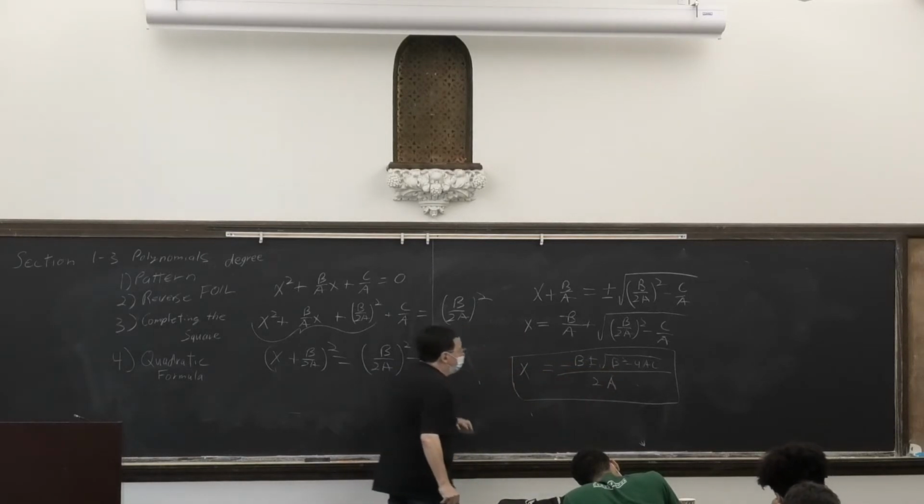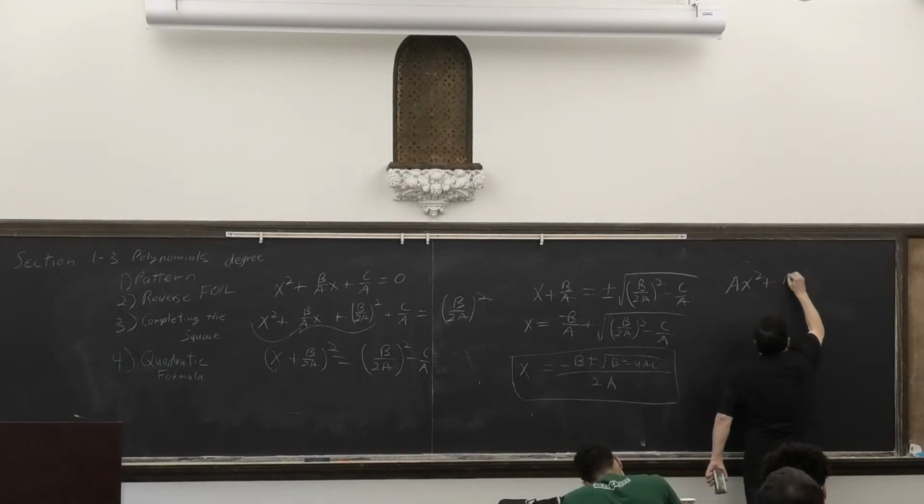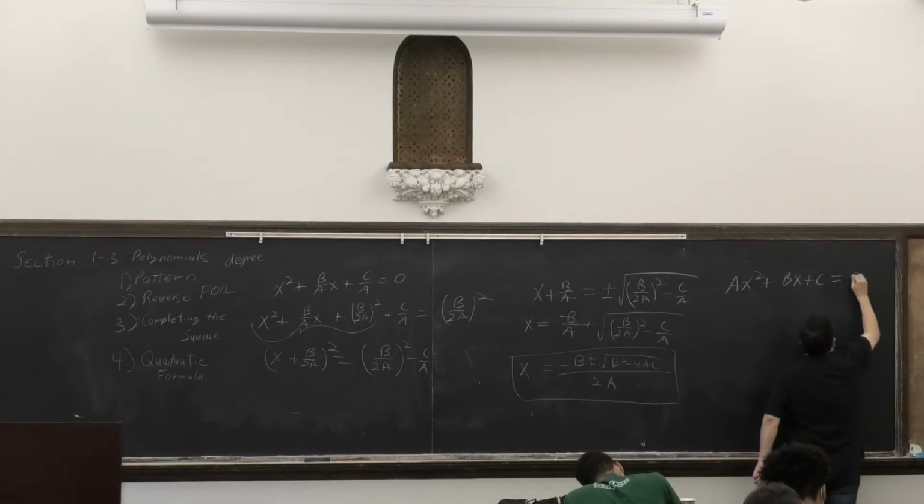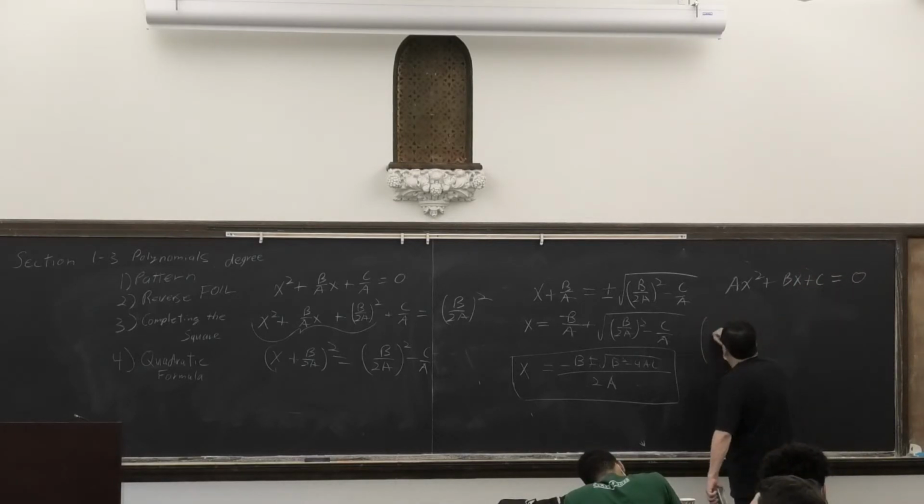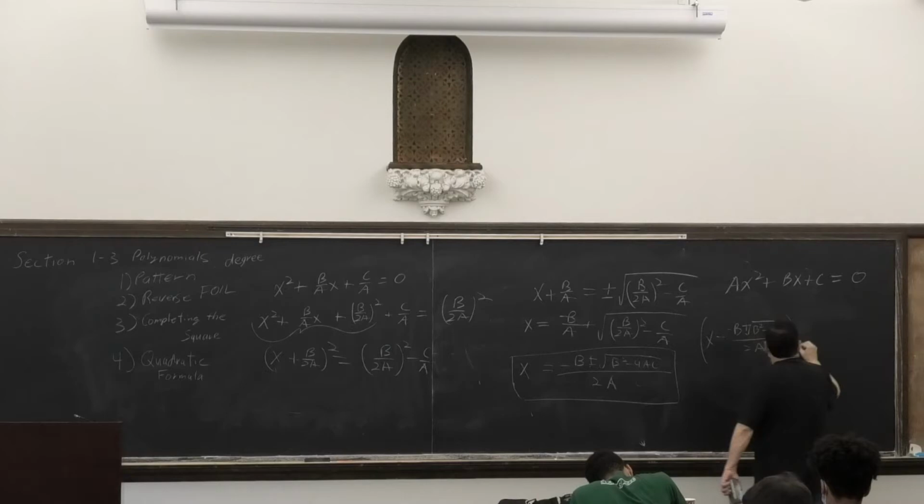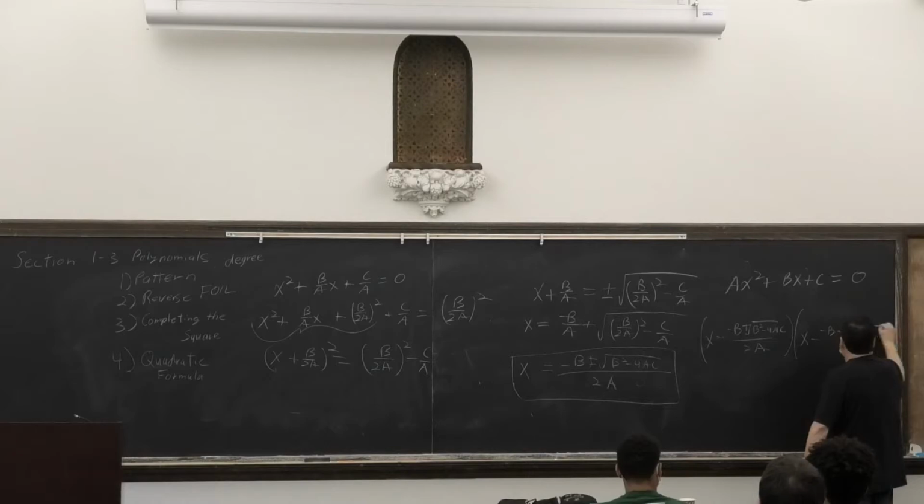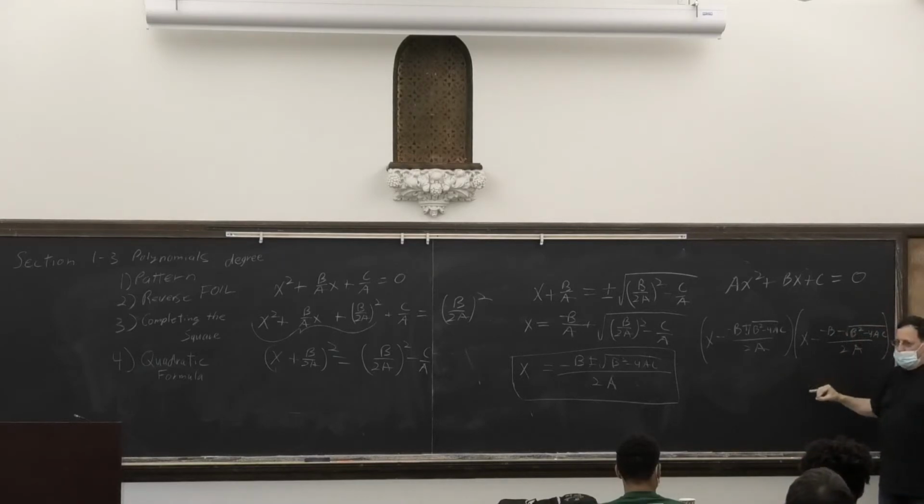And I can transform my x squared plus bx plus c equals 0 into x minus negative b plus the square root of b squared minus 4ac over 2a, and x minus negative b minus the square root of b squared minus 4ac over 2a. So a little cumbersome, but it will always work. It will always give you the roots.